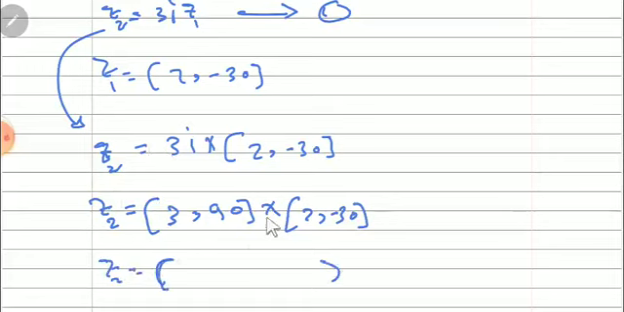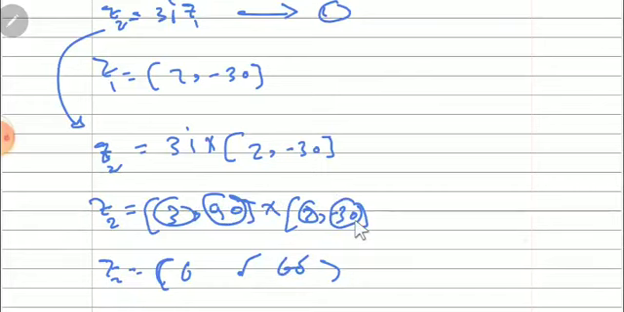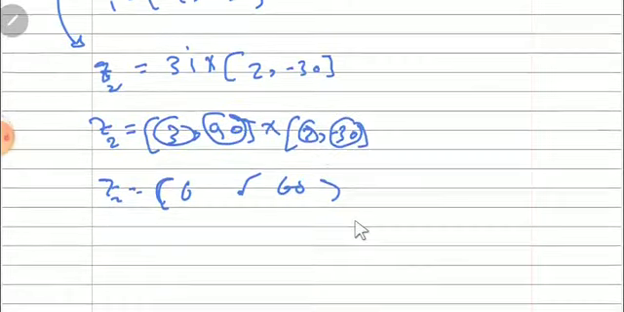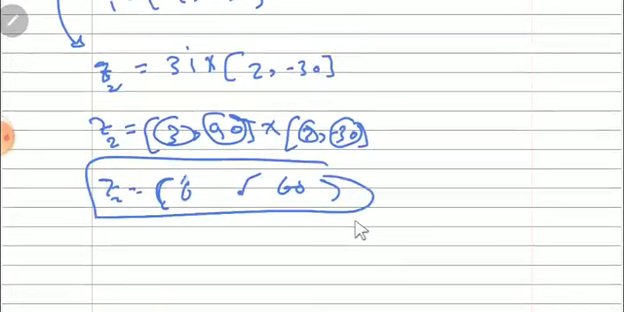Now, Z2 equals. This is multiplication in polar form. What should we do? We have to multiply the length, just the length. So 3 multiplied by 2 is 6, and add the argument. This is theta and this is theta. Add them. So 90 plus negative 30 equals 60. So this is Z2.